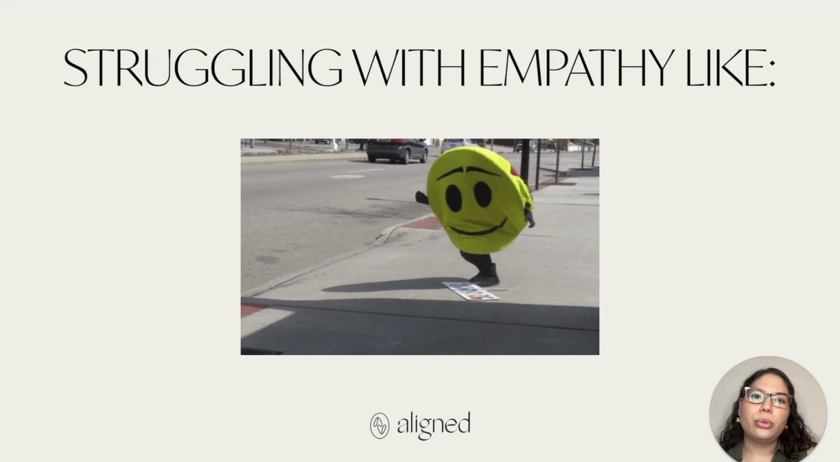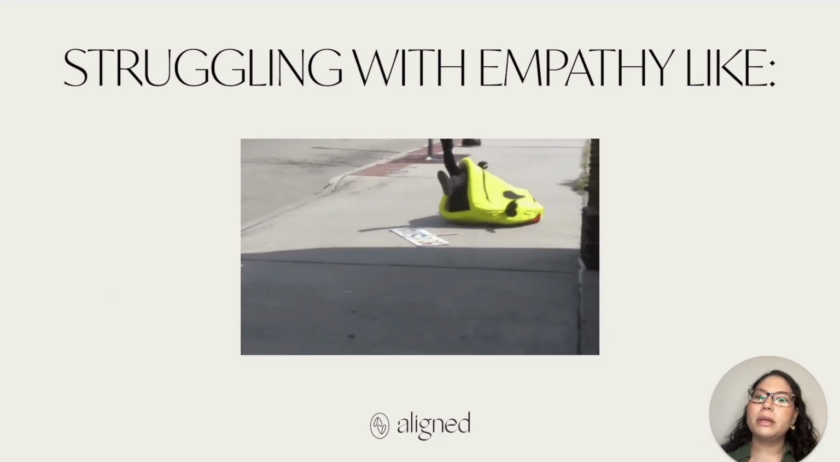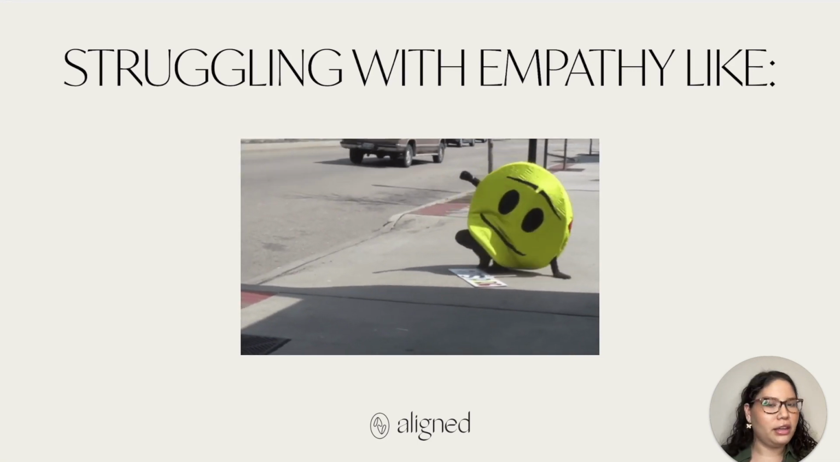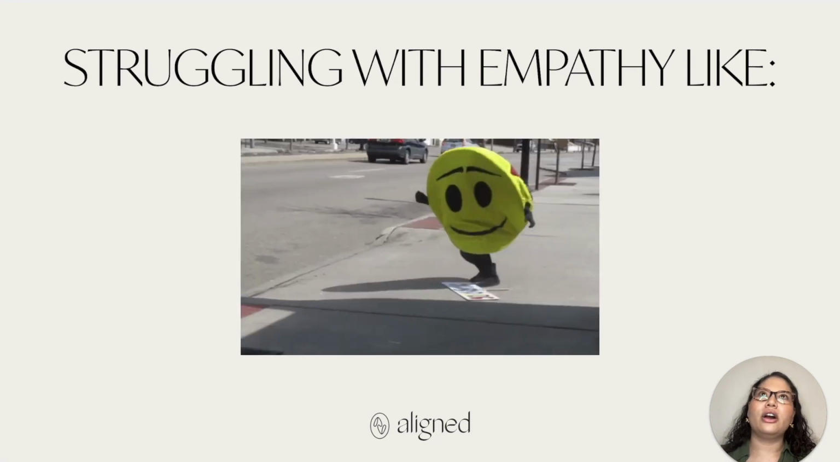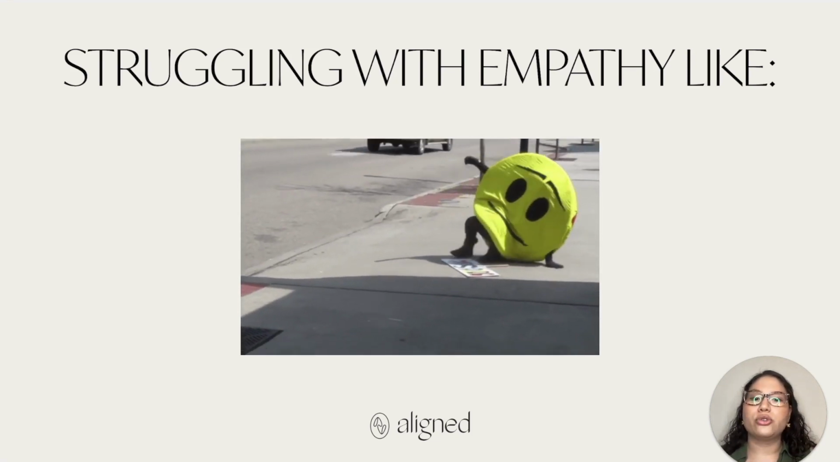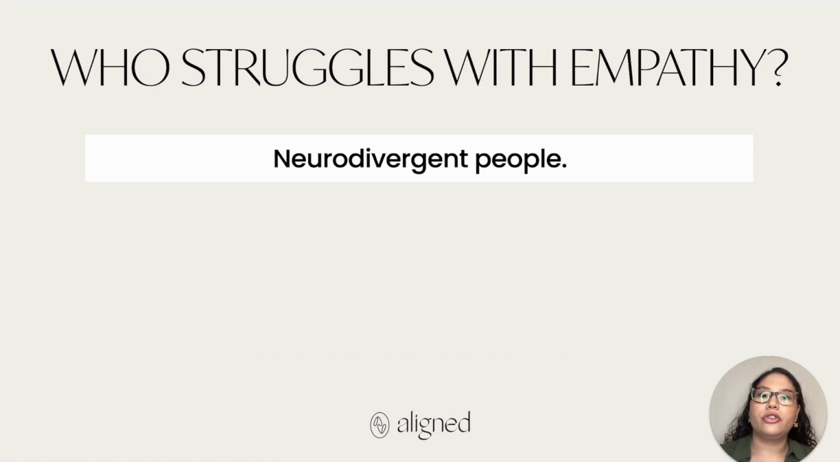Before moving on to the practical part of our class, I want to talk a bit about the struggles that some people may face when it comes to empathy. There are different reasons why people may struggle with being empathetic. Neurodivergent people, for example, meaning people who think, feel, process, and behave differently than what is considered typical, can have a hard time with empathy.